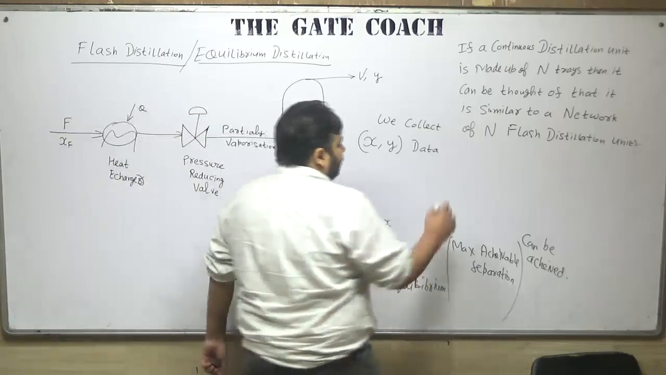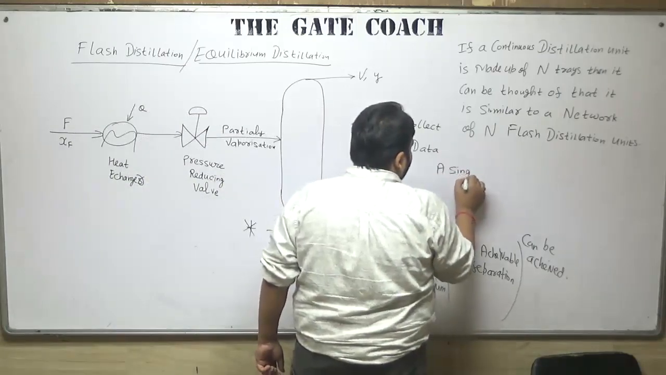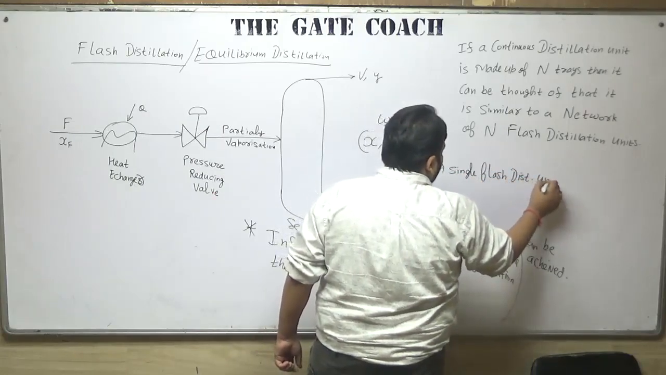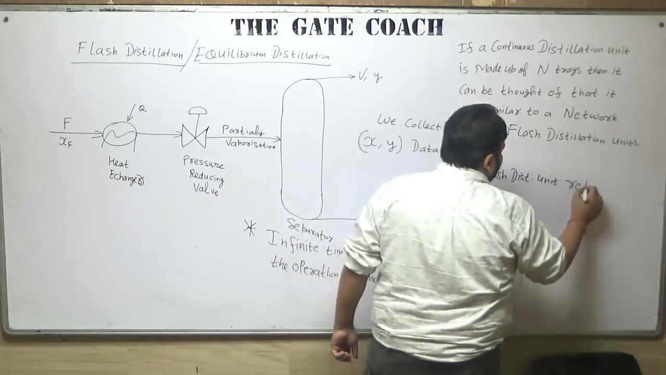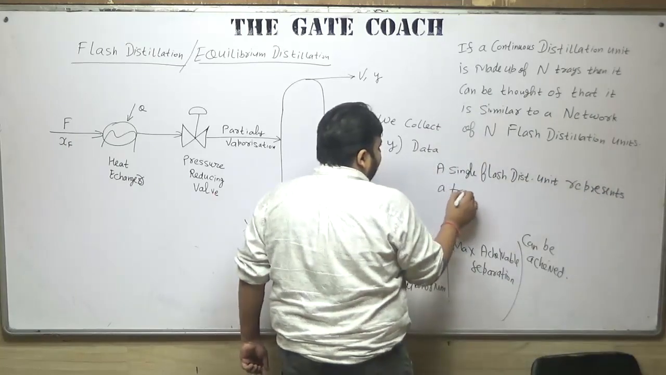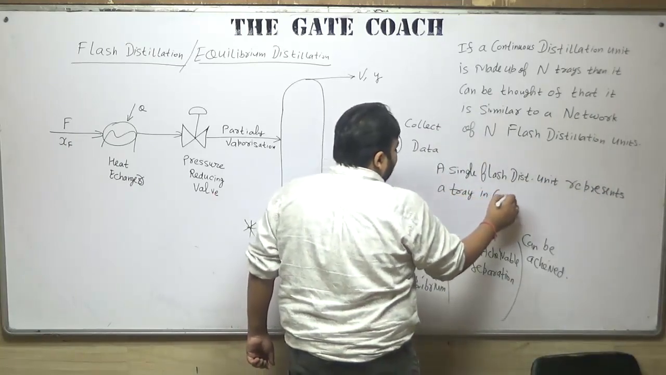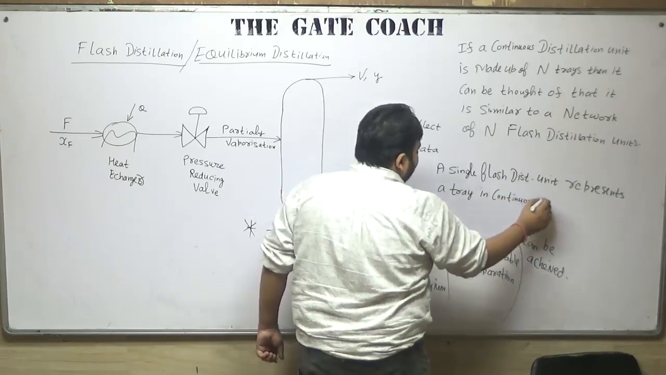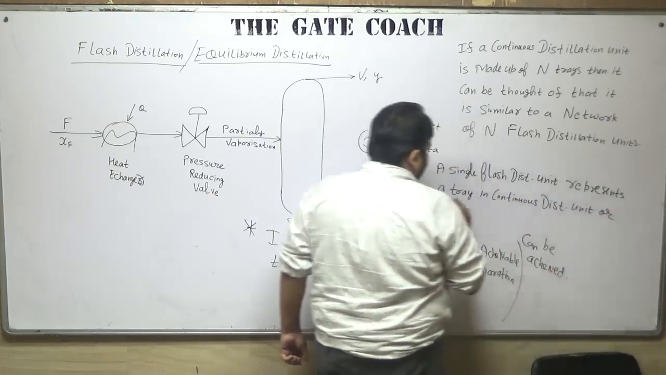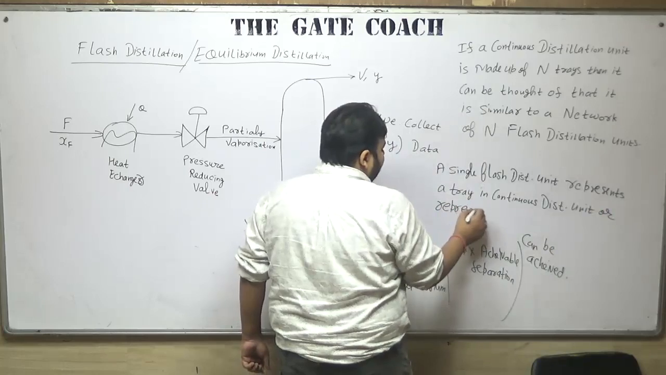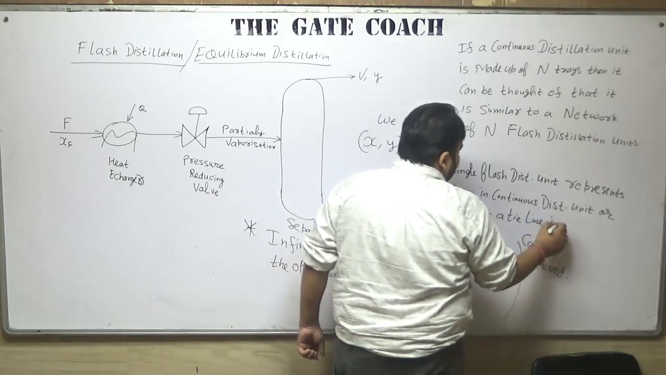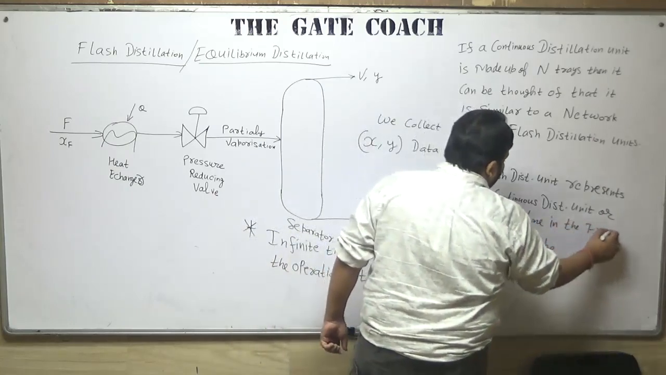Okay? So a single flash distillation unit represents a tray in a continuous distillation unit, or represents a tie line in the TXY diagram.